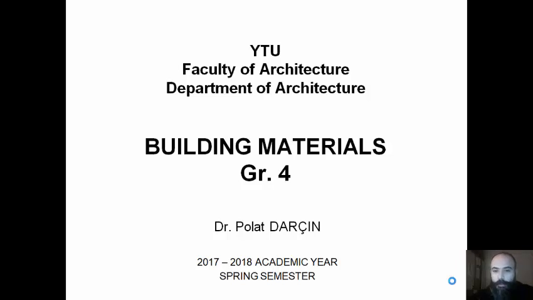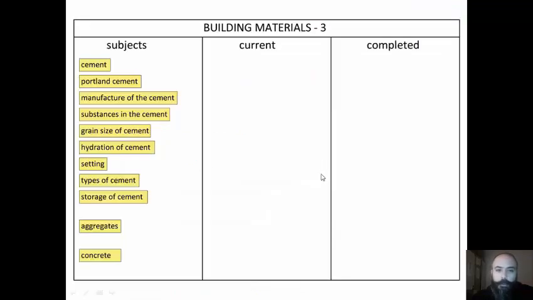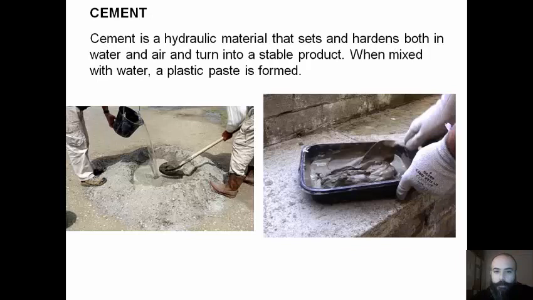The third lecture of our course is about cement, aggregates, and concrete. Let's start with cement. Cement in general is an adhesive and cohesive material which is capable of bonding together particles of solid matter into a compact, durable mass.